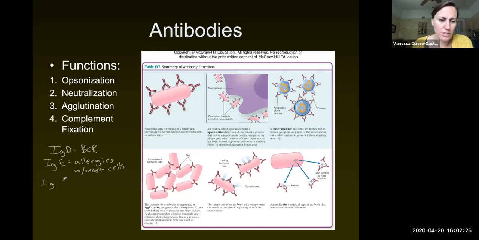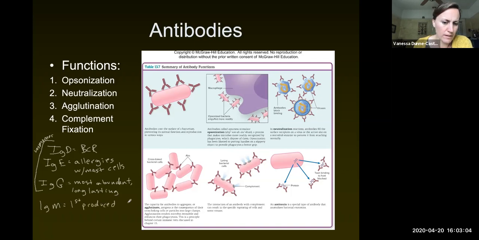functions here are IgG, which is the most abundant and long-lasting, IgM, and let me just say, these three exist as monomers. Means it's just one molecule, just like this. IgM is the first class produced during the first time around, during your first response.